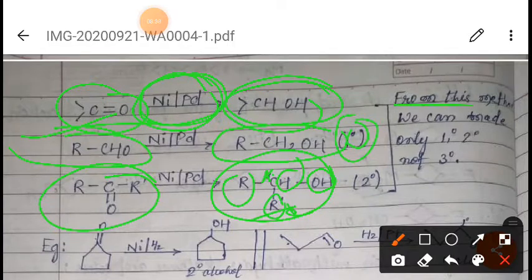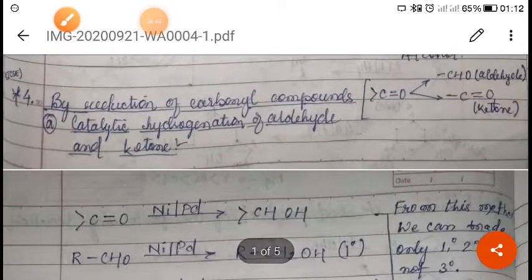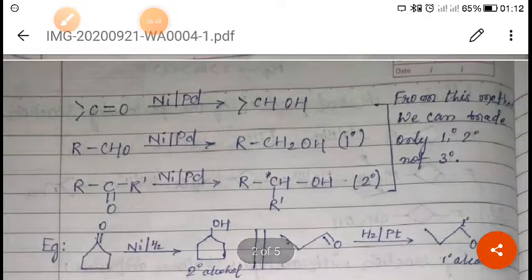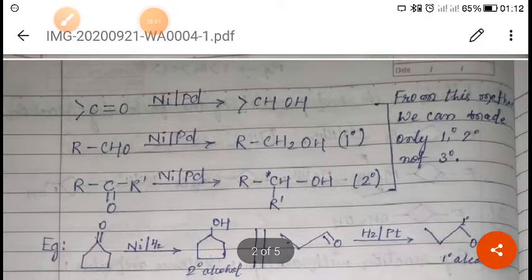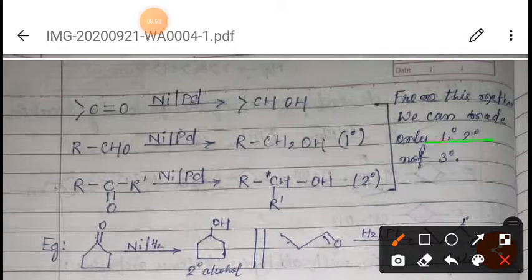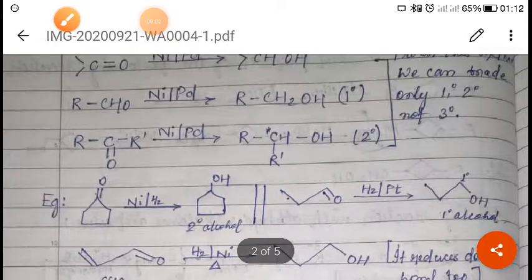So from this method, the catalytic hydrogenation of aldehyde and ketone, we can make either 1 degree or 2 degree alcohols, but not 3 degree. We cannot make a tertiary alcohol by this method.